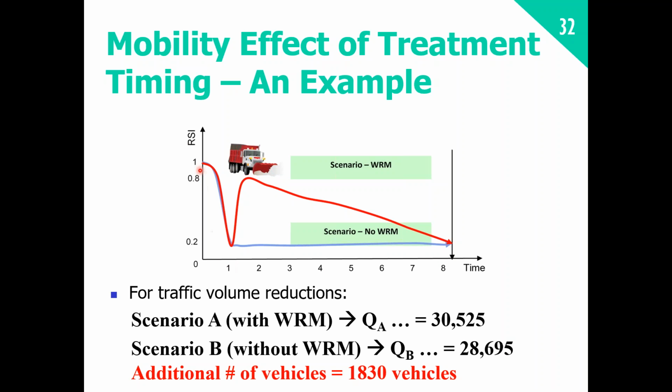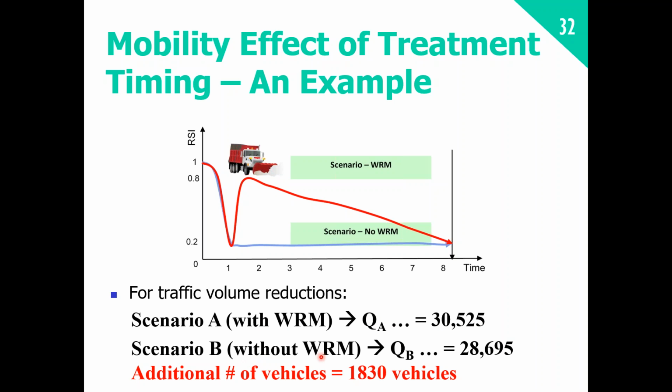So at time t1, the snow starts at event 1, and then the maintenance operation kicks in, and therefore the RSI, which represents the overall condition of the road surface, goes up, and then it also deteriorates as a function of time. And then for traffic volume reductions, scenario A with winter road maintenance, this is the estimated traffic volume, which is estimated to be 30,525.